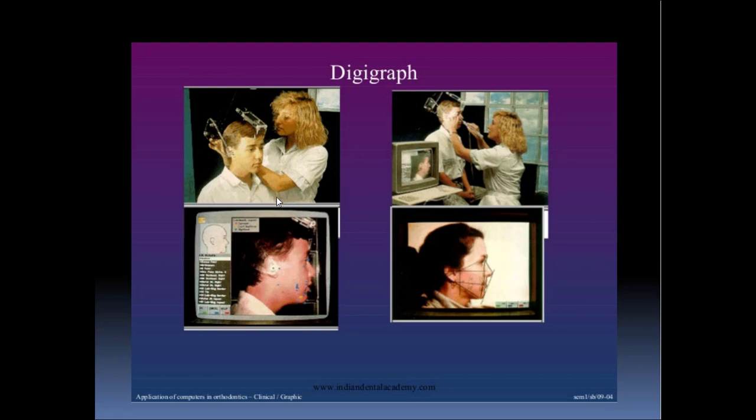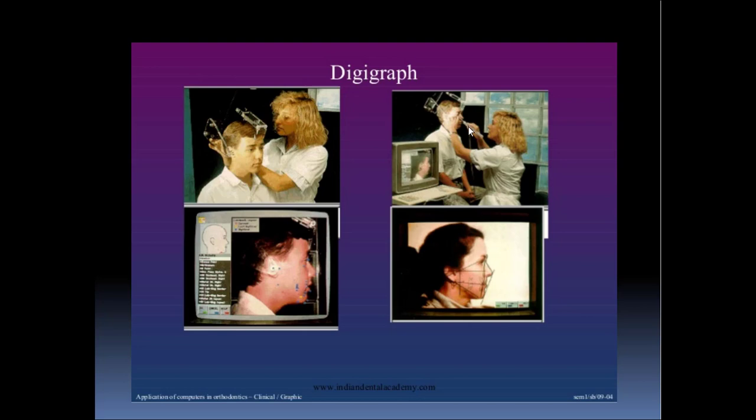Now, in this technique, first of all, the head is stabilized with the help of a cephalostat. Lateral view of patient's photograph is uploaded on the computer screen. Then this is a sensor. The sensor is placed on the patient's face at various landmarks which are recorded on the patient's photograph on the computer screen.